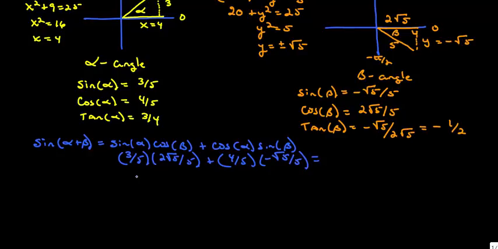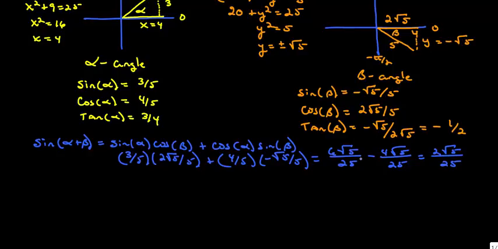So if we do the math out here, this is going to give me 6 root 5 over 25 minus, because it's going to be plus and negative here, so minus 4 root 5 over 25, which is going to give me 2 root 5 over 25. This is a positive value. So we know that the sine of this angle is positive, so likely our alpha plus beta is in quadrant 1.